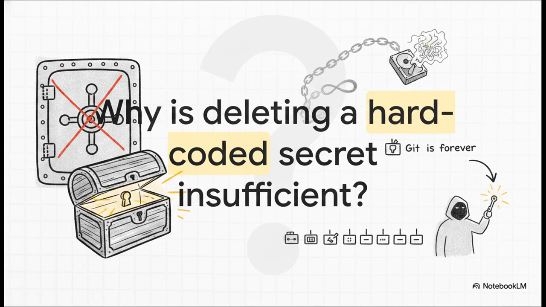Well, because Git is forever. That secret is still sitting right there in the commit history for anyone with access to find. Once it touches Git, consider it compromised. You have to completely revoke and rotate it across your whole infrastructure.